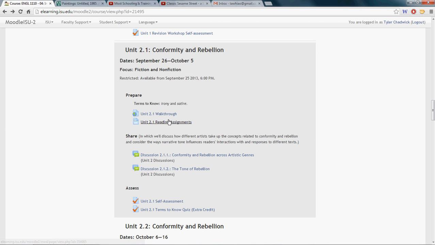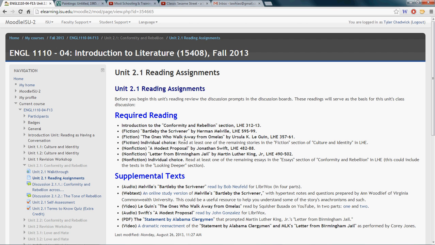Now, the reading assignments for this week are obviously fiction and nonfiction. We have short stories. Bartleby the Scrivener is technically a novella, which means it's not quite as long as a novel, but it's longer than a long short story. So it's a longer text for the week. The Ones Who Walk Away from Omelas is pretty short, so I'll try to balance that a little bit. I wanted to do a longer text to give you some experience with reading and responding to longer texts in the course.